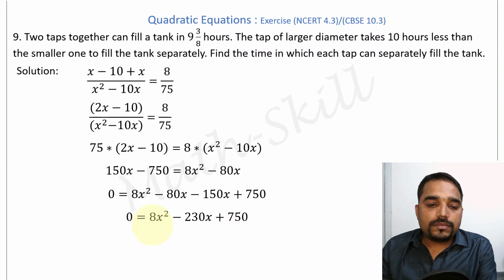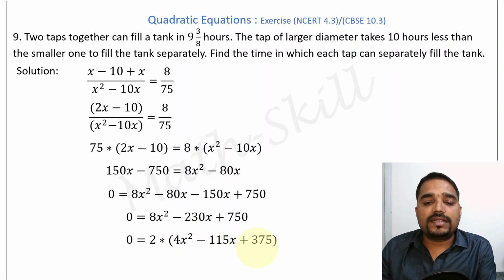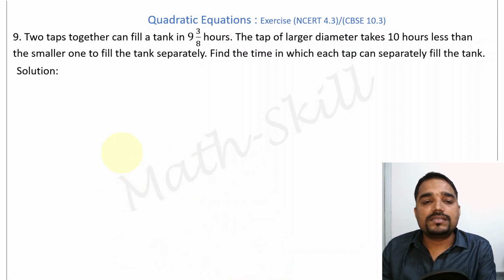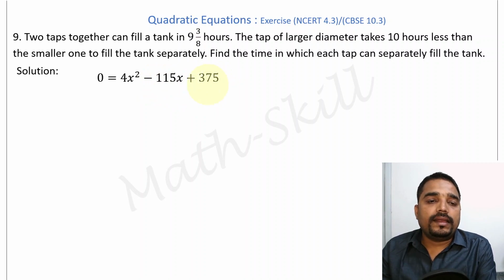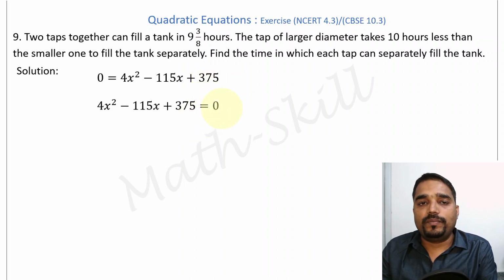Now we see that all the terms are even. That is, let us take the common factor. The common factor is 2. So I would be left with 4x square minus 115x plus 375 within the bracket. Upon dividing by 2 on both LHS and RHS, the 2 would get cancelled, whereas on LHS 0 divided by 2 is 0, is equal to 4x square minus 115x plus 375, or I can rewrite the terms as 4x square minus 115x plus 375 equals 0.